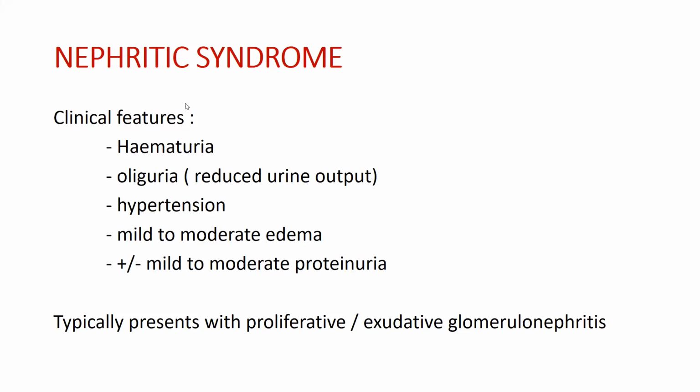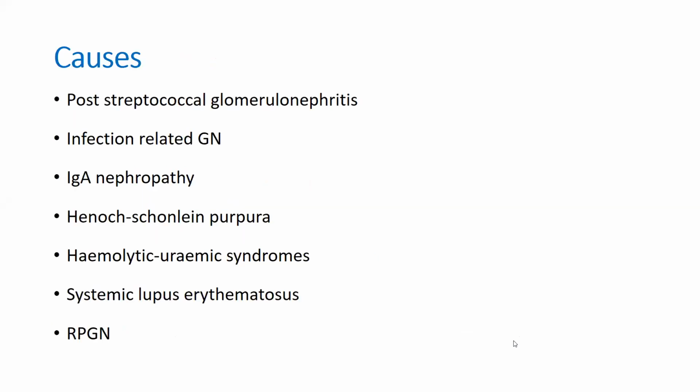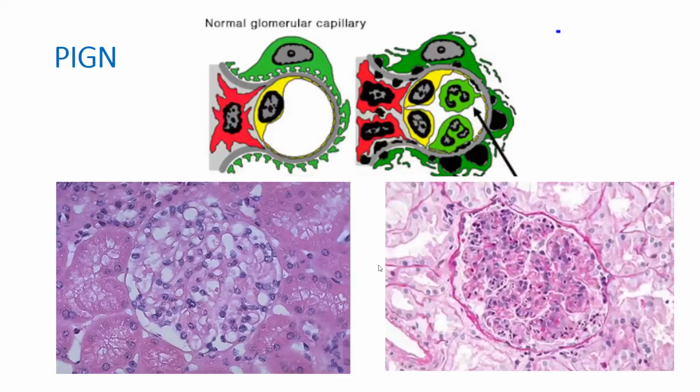And as you can imagine, you can diagnose this clinically, a patient with hematuria, oliguria, hypertension, and a bit of edema. And this typically happens because of a glomerulonephritis. So these are the common causes that will cause a nephritic syndrome picture. Your post-streptococcal glomerulonephritis, infections, IgA nephropathy, Henoch-Schönlein purpura. And so these are some of the causes that are going to cause acute glomerulonephritic syndrome.